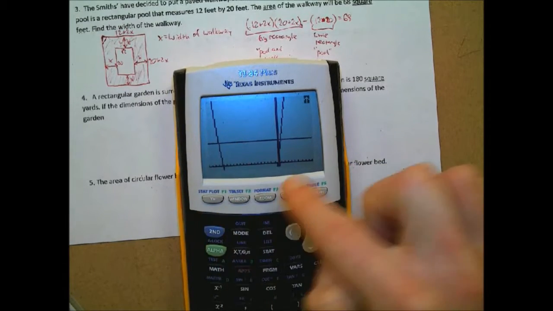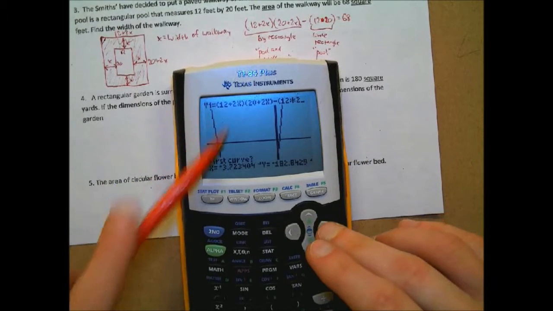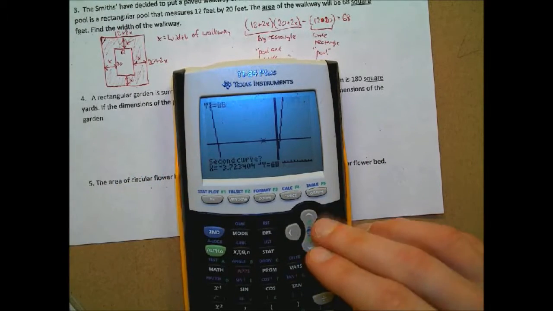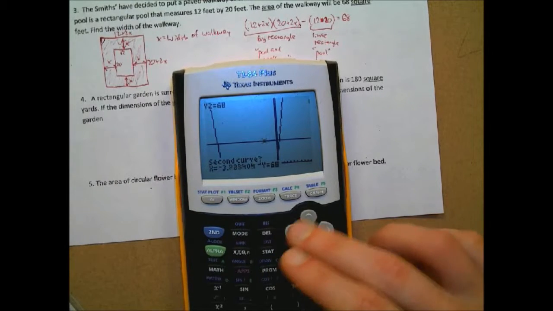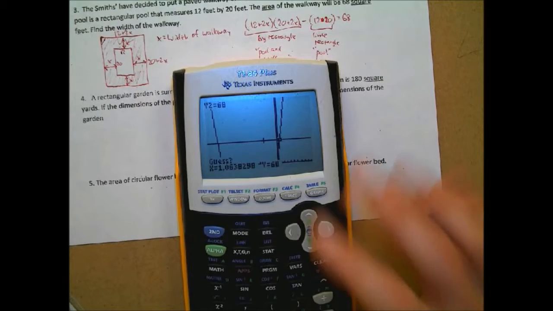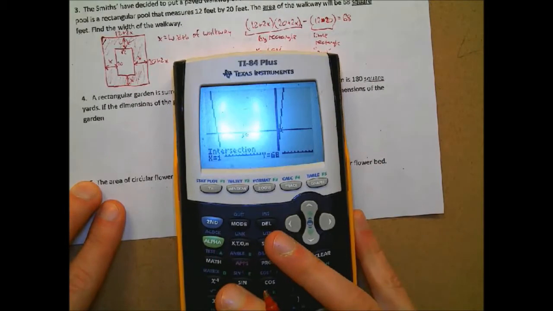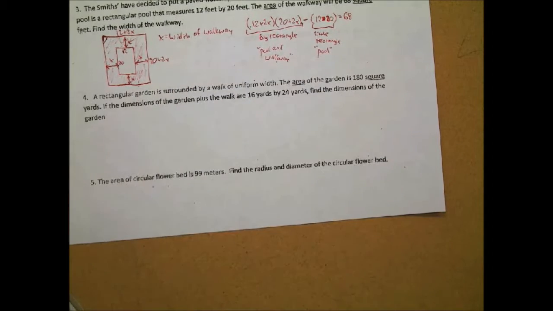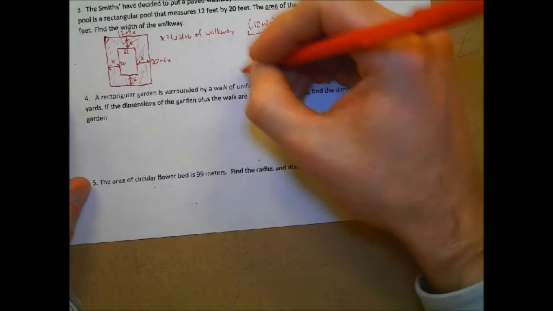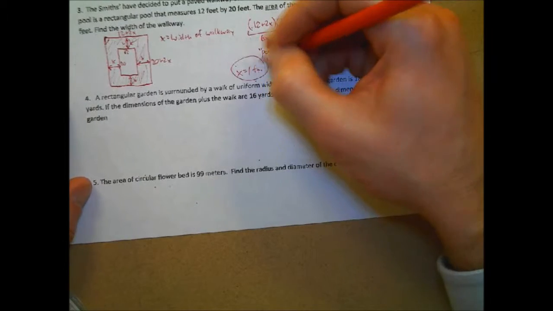So second trace, intersect. Okay, I can see that for my first curve, I am on the parabola, so I'll hit enter. For the second curve, I can see I'm on the 68, so I'll hit enter, and I'll go over here for the guess, the one I want. Hit enter. X is 1. Okay? 1 is our answer. 1 foot.